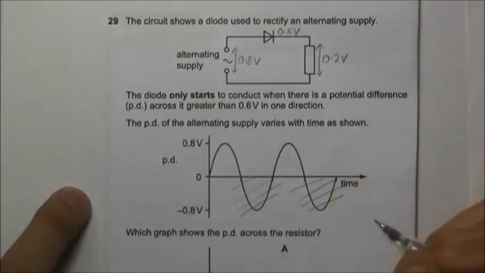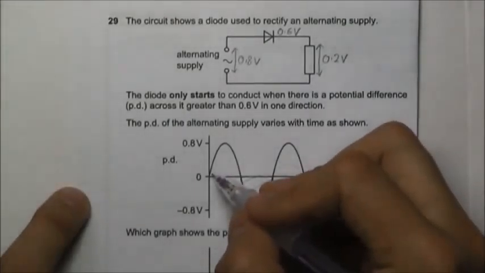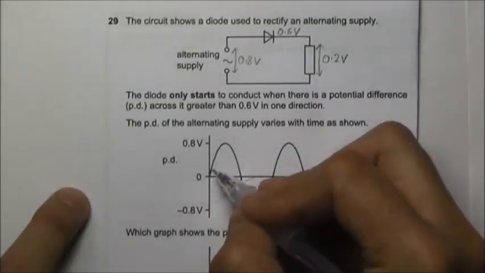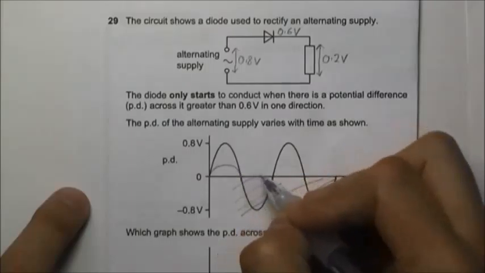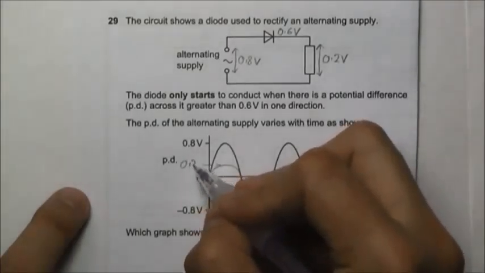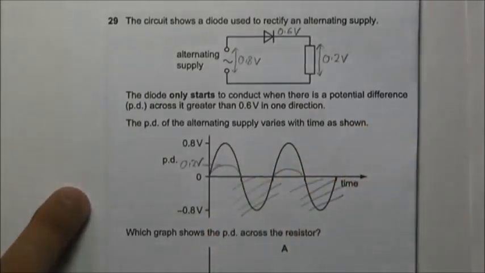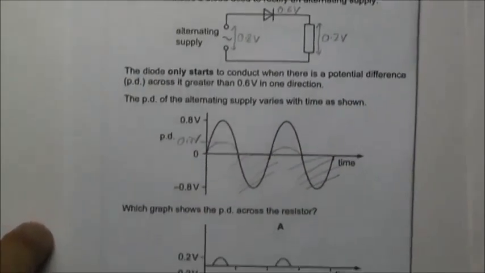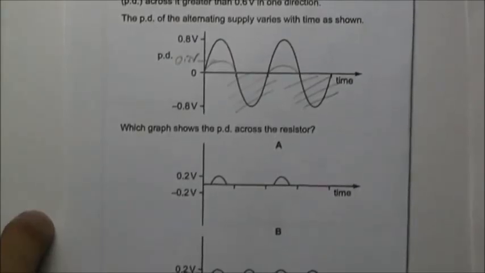So if you look at the potential difference graph across the resistor, we are only expecting to see a peak voltage of 0.2 volt across the resistor. Okay, that will leave us with option A as the answer.